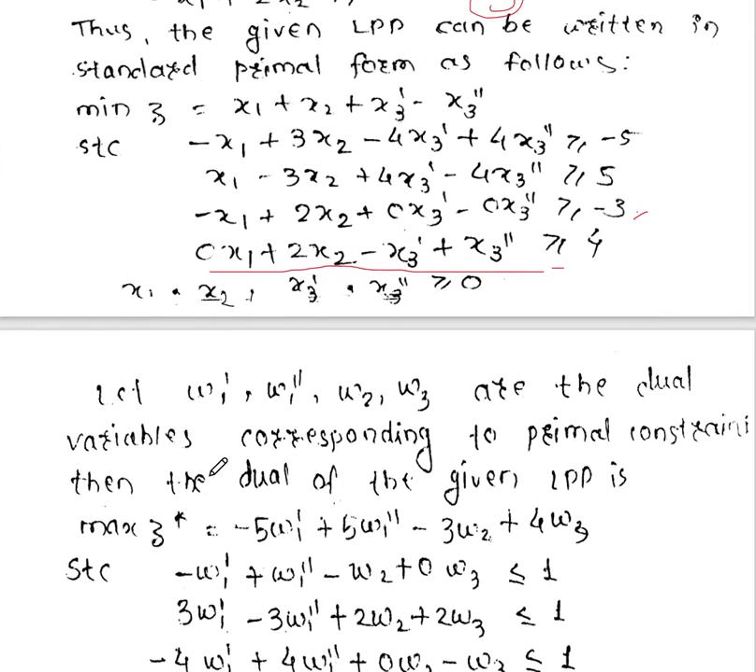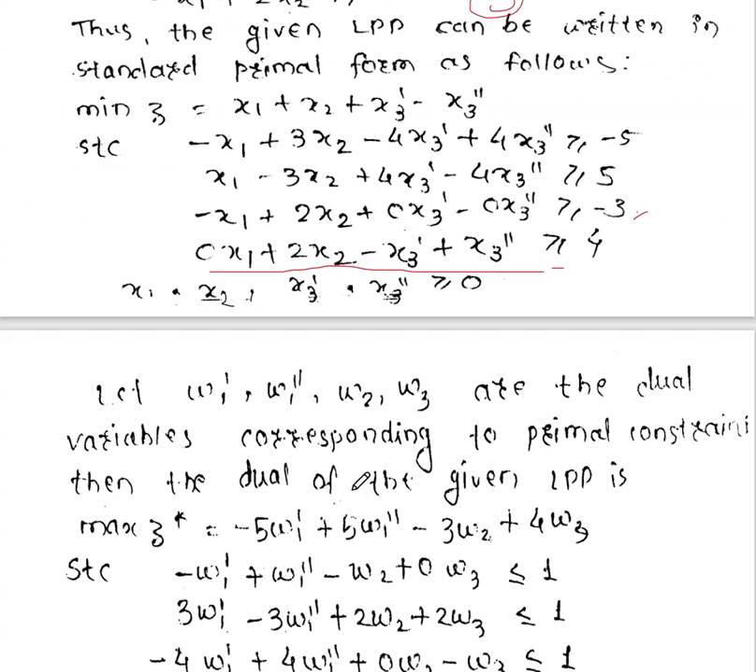So let us take the dual variables w1 dash, w1 double dash, w2, w3 corresponding to the primal constraints. Because there are 4 constraints, as we already discussed in the algorithm, 1, 2, 3, 4, therefore we require 4 dual variables. So let us take the dual variables w1 dash, w1 double dash, w2 and w3.